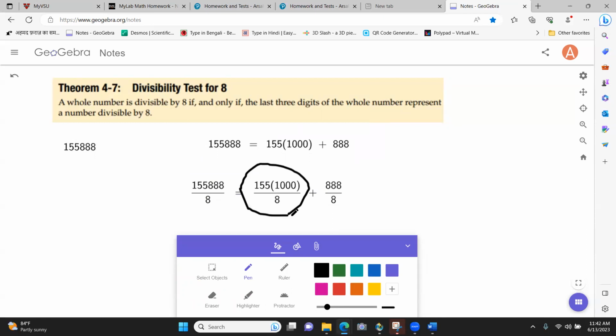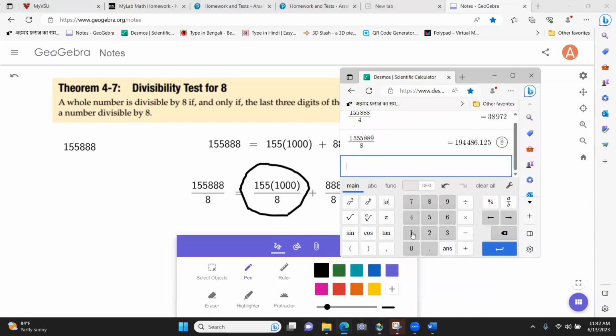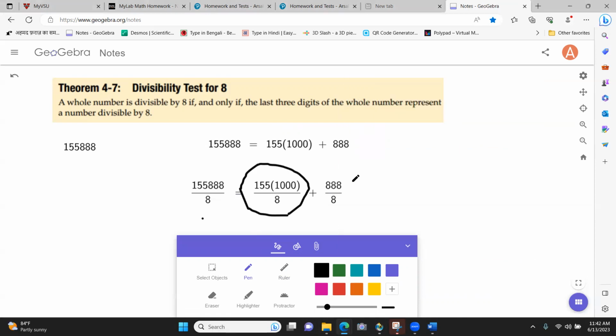1,000 divided by 8 is what? 1,000 divided by 8 is 125. So if this is divisible by 8, the whole thing will be divisible by 8, because this will be a whole number, this will be a whole number, and when you add two whole numbers, you're going to get a whole number. Got it? Wonderful.